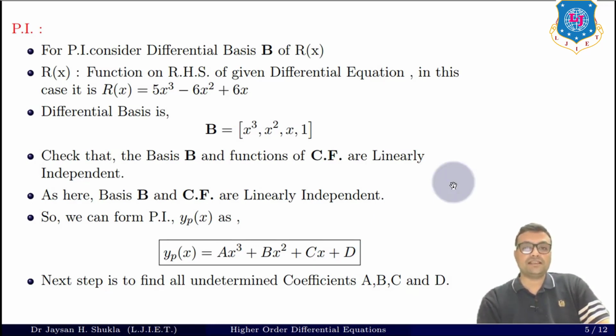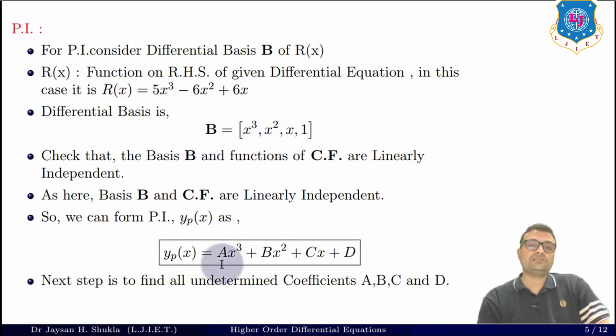I'm repeating once again. My function is 5x cubed minus 6x squared plus 6x. I'm taking the differential basis as x cubed, x squared, x and 1. These are the elements which can generate this function and all its possible derivatives. Check whether there is any repetition with the complementary function or not. As there are no repetitions, I am considering this as a valid differential basis and formatting my yp.